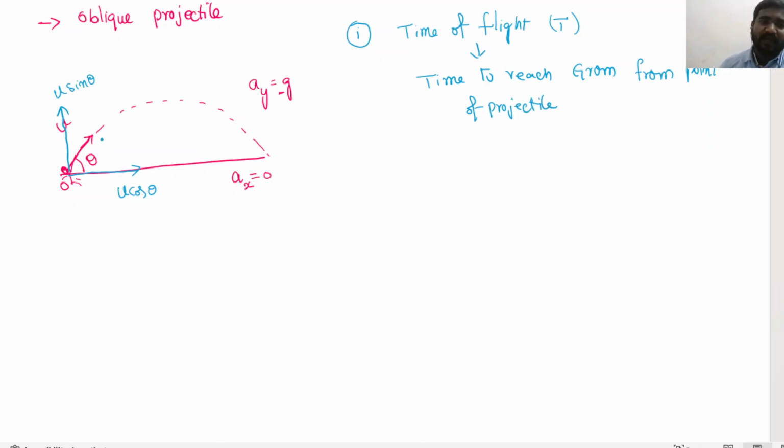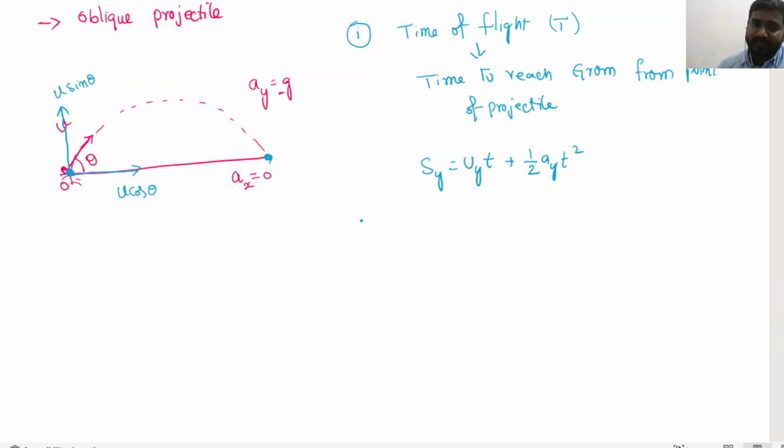See, in the time of flight, the object is initially on the ground and finally on the ground. Therefore, within the time of flight, the vertical displacement traveled by the projectile is equal to 0. So, Sy you can apply as uy times t plus half ay times t square. Why? Because along the vertical direction it is the accelerated case.